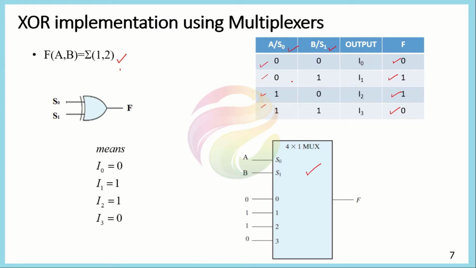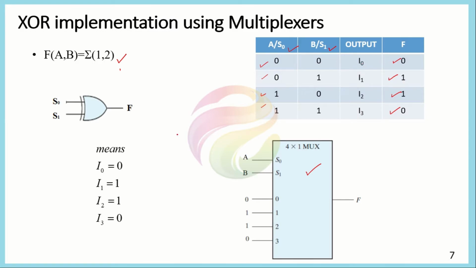When we have the value 0 1, then we connect the output equal to I1. When we have 1 0, we connect the output Y to the input I2. When both of them are equal to 1, then the output is connected to the I3 term. So we are connecting all the input terms here.